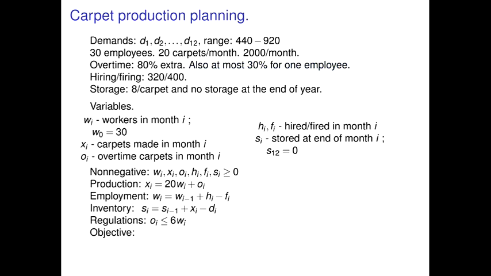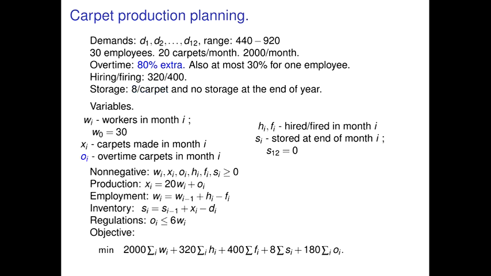Okay, so now the objective function is you want to minimize the cost. This is a feasibility problem. You're just trying to make sure you can meet your production schedule. Right? Okay, so this is the cost for the workers. Each one costs $2,000 a month. Plus, this is the total cost for hiring. Every time you hire a worker, it costs $320. Every time you fire a worker, it costs $400. Every time you store some number of carpets, it costs you $8 per carpet.